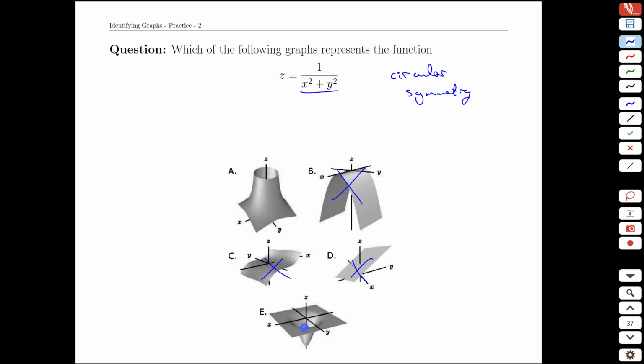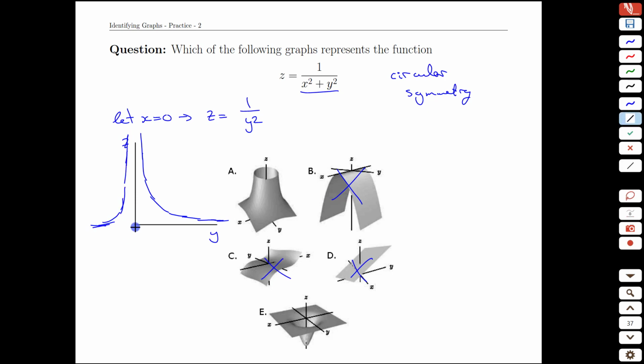And from here, there are two big options that we can try. One is the same strategy we just tried. If we let x equals 0, then our z is going to be 1 over y squared. And we can certainly sketch that graph. If we do y against z, this is the reciprocal type function, except it has a squared term, so it's actually reciprocal and positive on both sides. If we then add in our x-axis and the circular symmetry, we're going to get shape A for sure.